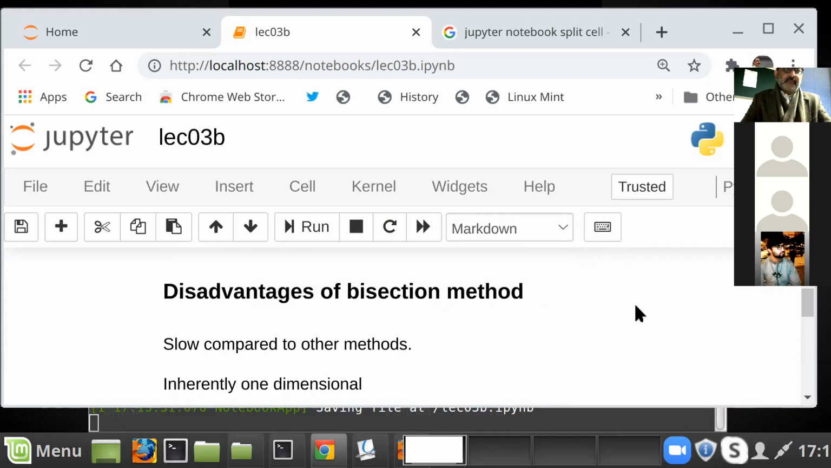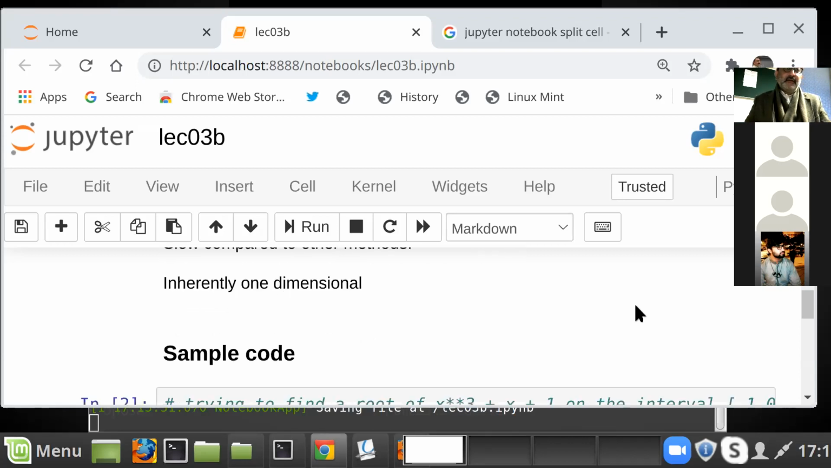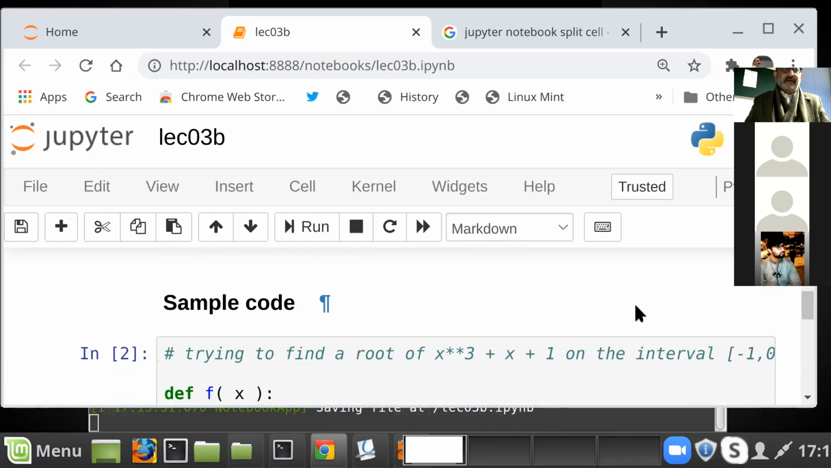Compared to Newton's method, which we'll discuss next, this could be rather slow. The other thing is it's inherently one-dimensional. The other methods that we're going to discuss in this session have higher dimensional analogs, right? But this one will only work in one dimension. Okay, so let's try some code.